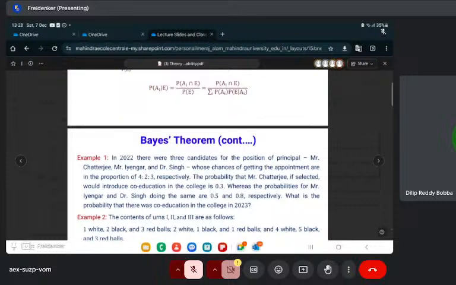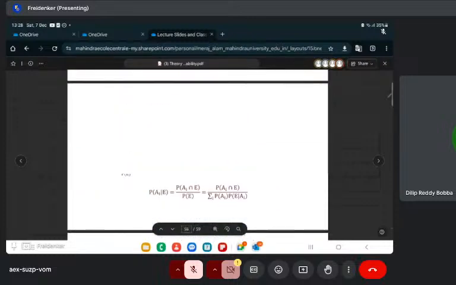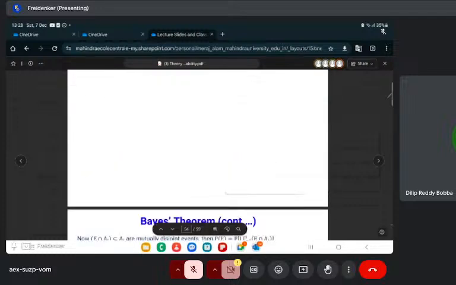Hmm. So they didn't get selected yet. If any of them gets selected, then there is some probability that they would introduce co-education, and they're asking what is the probability that there was co-education. So co-education could have been introduced by either Mr. Chatterjee, Mr. Iyengar, or Dr. Singh. We wouldn't know, so we'll have to sum the probabilities. I think that is where the summation in Bayes' theorem comes from.